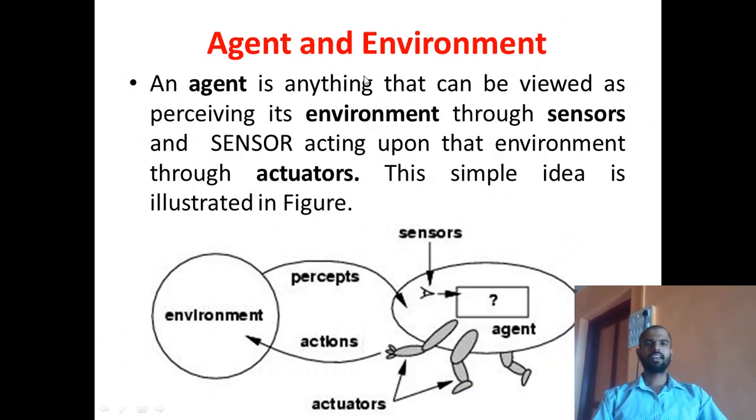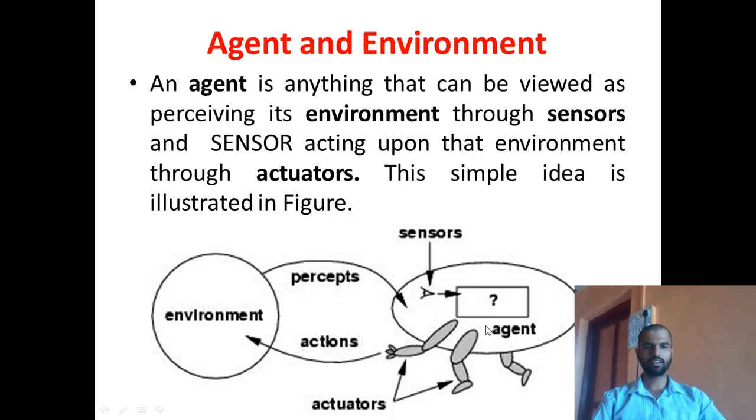Next concept is agent and environment. So what is meant by agent? An agent is anything that can be viewed as perceiving its environment through sensors and acting upon the environment through actuators. This is the simple example of the agent. So let's understand this concept of the agent and the environment.